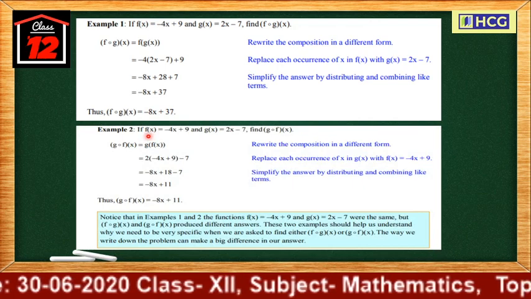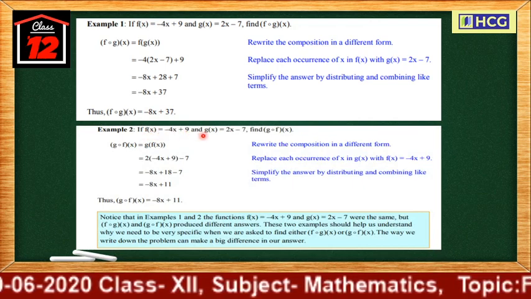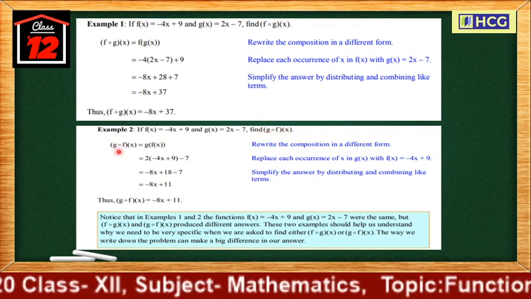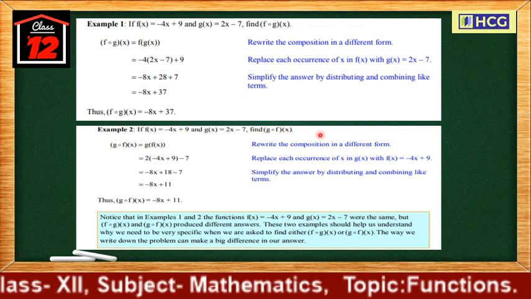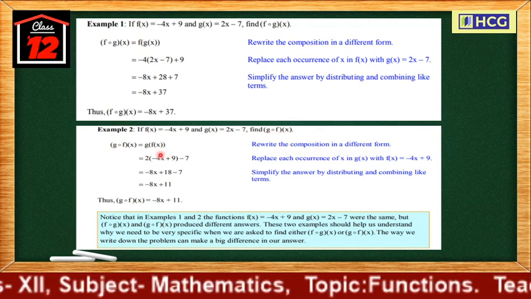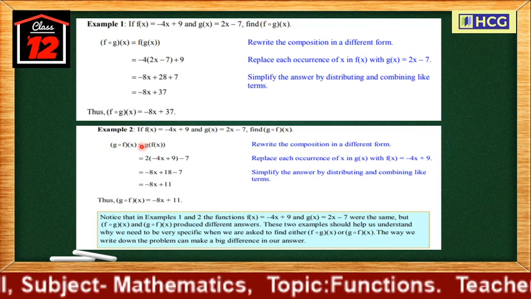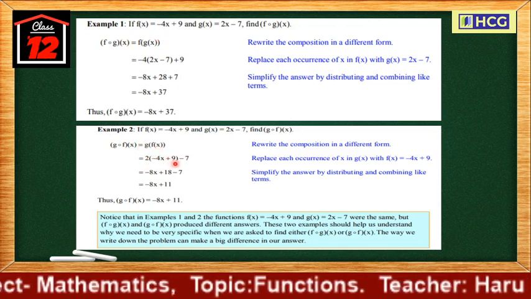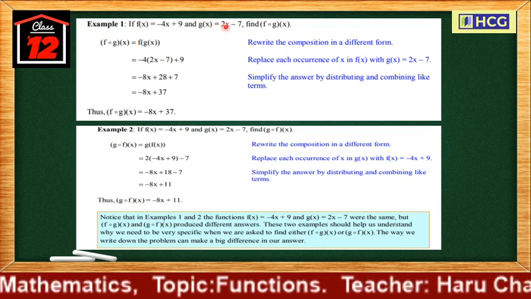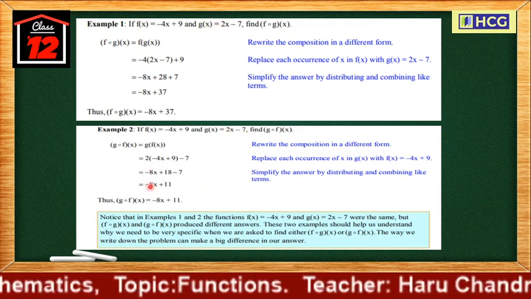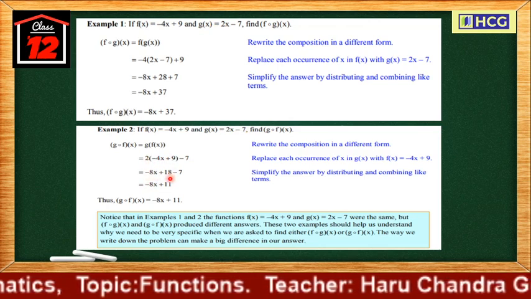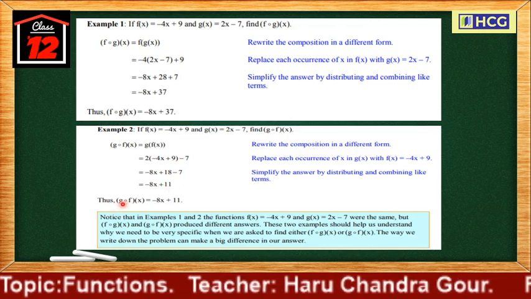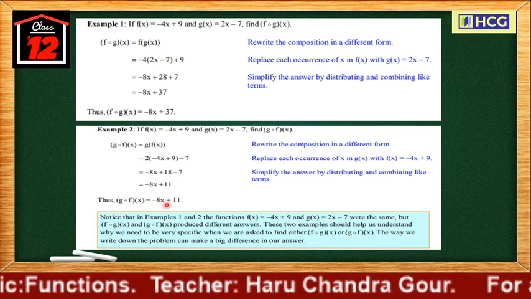Now in example 2, if f(x) is equal to minus 4x plus 9, same example, and g(x) is equal to 2x minus 7, find g compose f. Now g compose f of x, and both functions are R to R. Now g of f(x), f(x) equals minus 4x plus 9. So 2 into minus 4x plus 9 minus 7, because g(x) is equal to 2x minus 7. Now calculate: minus 8x plus 18 minus 14. This is minus 8x plus 11. Thus g compose f of x is equal to minus 8x plus 11.